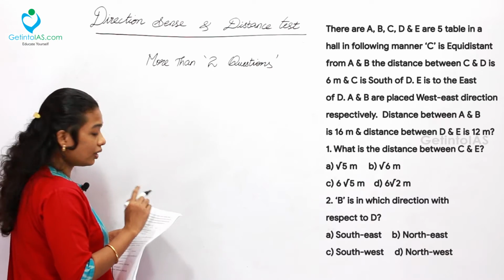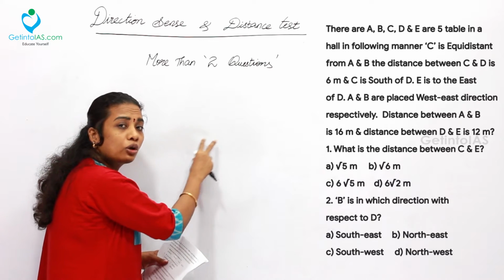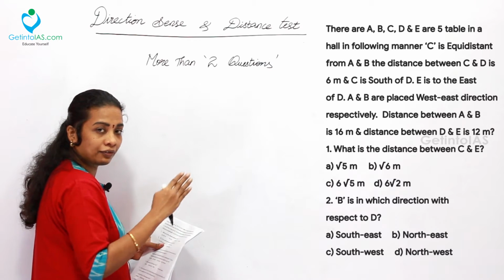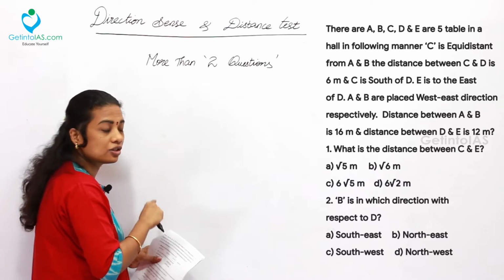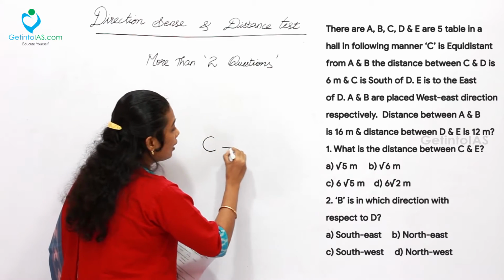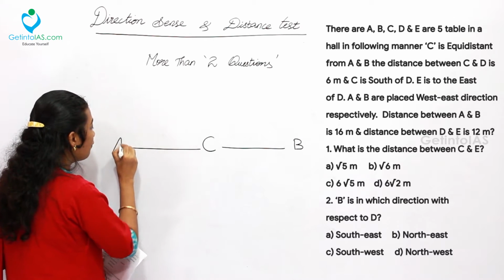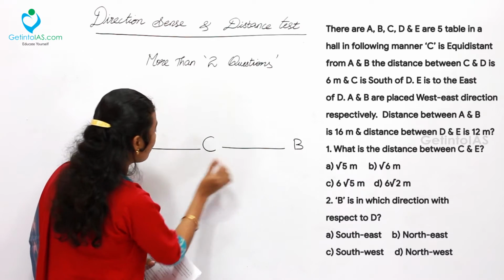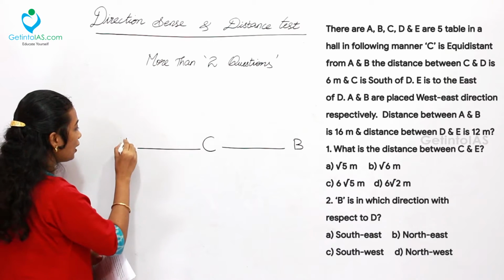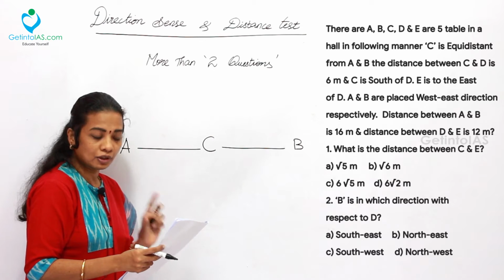There are A, B, C, D, E, 5 tables. Without knowing their positions, we are not able to accommodate them, so let's take the following manner and start from there. C is equidistant from A and B. So if C is located here, at a certain distance B is over here, and the same distance A will be here. These 2 lines are of same length. In such a way, you will have to mark it. So I am marking A over here, but we don't know the exact distance from the first line.